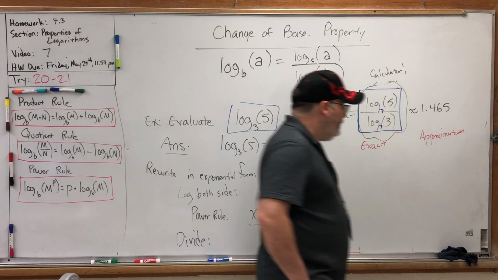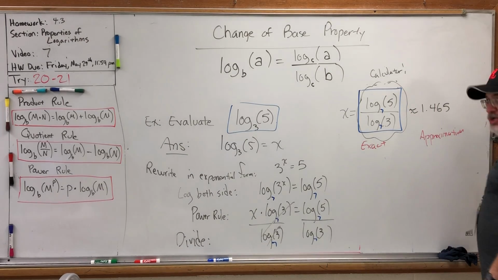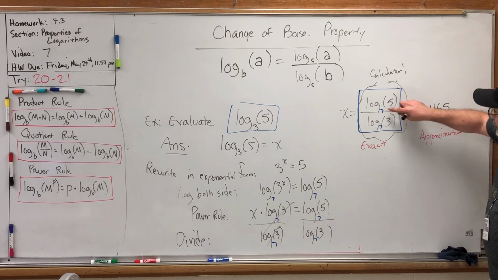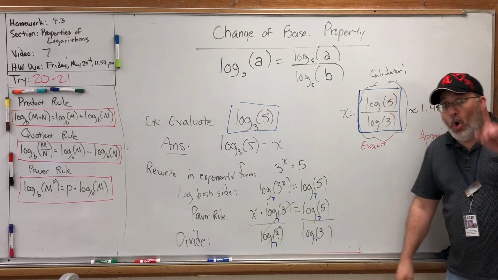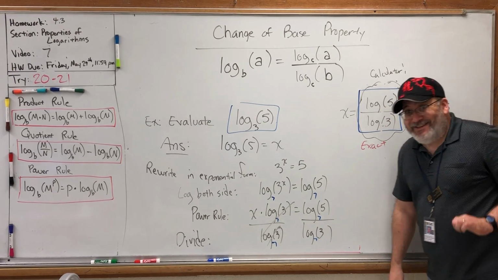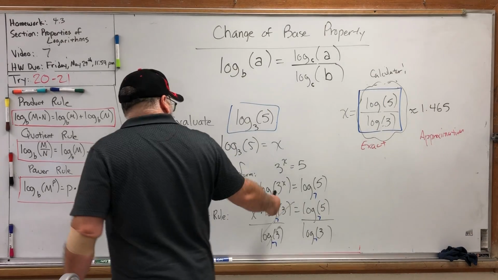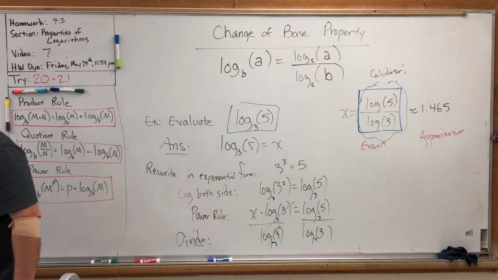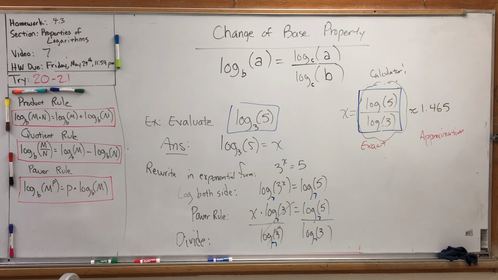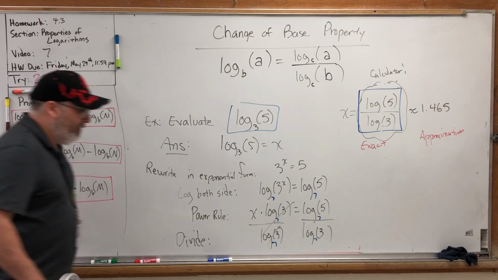Now, guess which base you should choose? Well, in order to make it calculator workable, you should choose base 10 or base E. In other words, you could use natural log here instead of log. In the homework, it says use common logarithms or natural logarithms. So you could use log or you could use ln.